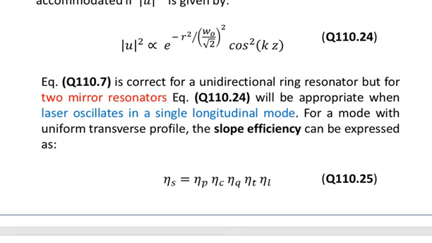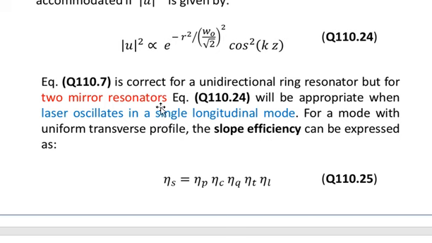Equation number 7, which shows only this part over here, is correct for a unidirectional ring resonator. But for a two mirror resonator, equation number 24, that is this equation, will be appropriate when the laser oscillates in a single longitudinal mode. So you see that the simplest case is that we assume that only a single longitudinal mode is present in the laser cavity.